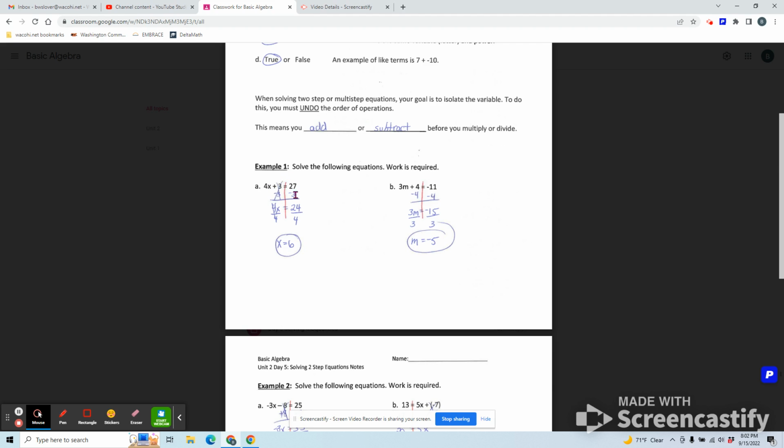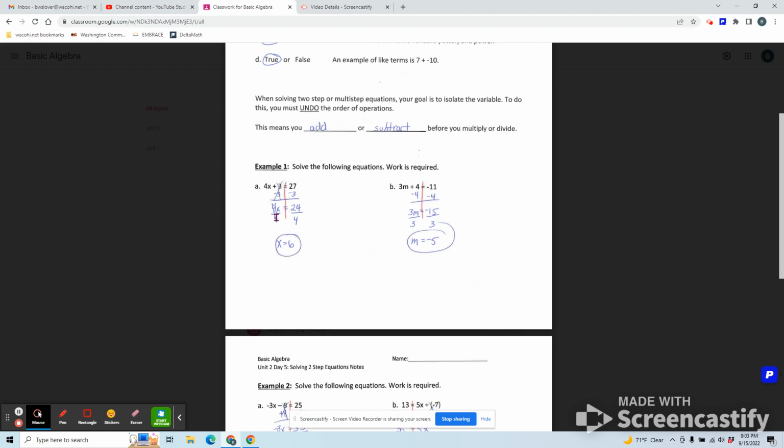So I'm subtracting 3. Now 3 minus 3 becomes 0. That's why I crossed it off. There's no need for me to put a 0 in there, because if I add 0 to anything, it does not change the problem. So I didn't do anything with that 4x, so I brought it straight down. I'm doing 27 minus 3 on the right side, which gives me 24. So now I'm at 4x equals 24.